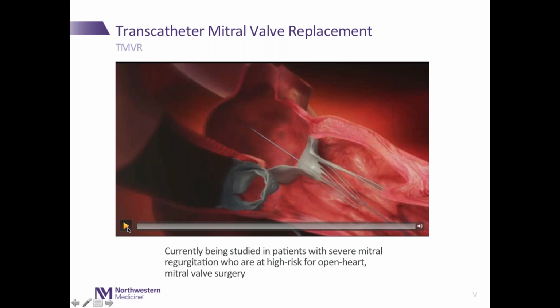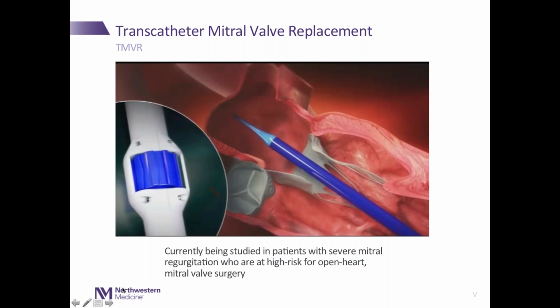Now, a final very exciting group of procedures that can be done with a transcatheter approach is a complete mitral valve replacement without open heart surgery. Currently, these devices are under investigation, meaning that they are not FDA approved. We've had the opportunity to participate in this trial and deploy this device with very good success. Go ahead and play the video.